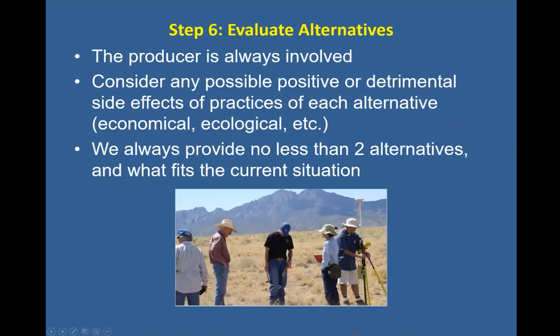So, what's the next step? We're in step 6 of 9. So here's where we're going to evaluate those alternatives. And again, the key component here is having that producer landowner always involved. Like I said, this is a process that is done jointly between that NRCS conservation planner and that individual landowner on the ground to evaluate what alternatives they've come up with.